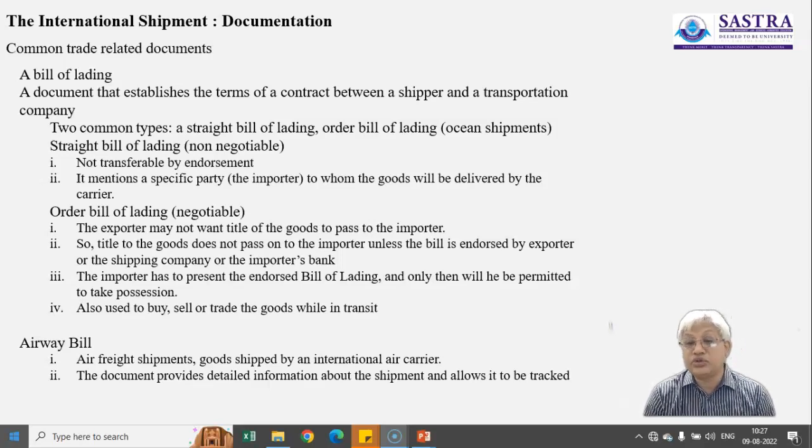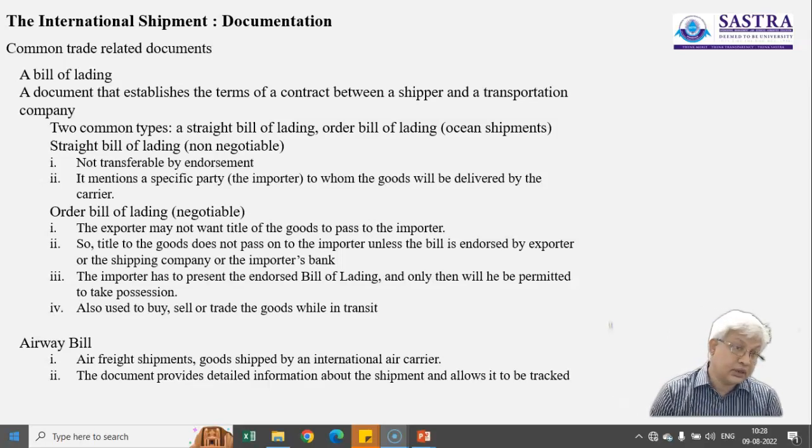A straight bill of lading is non-negotiable. These are the terms that are used in trade finance. It is not transferable. Please keep in mind, a bill of lading has the power of awarding title of the goods to whoever owns it. If it is non-negotiable, only the buyer's name is written on the bill of lading, and regardless of who holds that bill of lading, that party will have the ownership of the goods. So, it mentions a specific party, normally the importer or maybe an agent, to whom the goods will be delivered by the carrier.